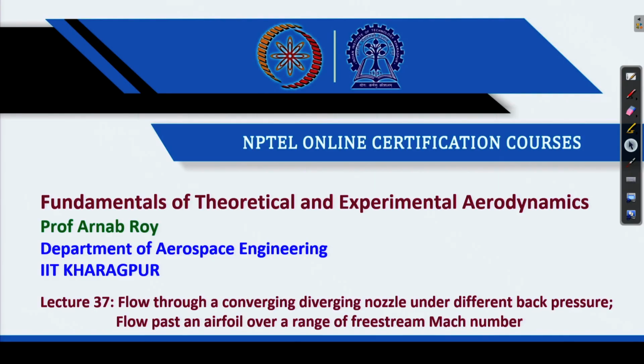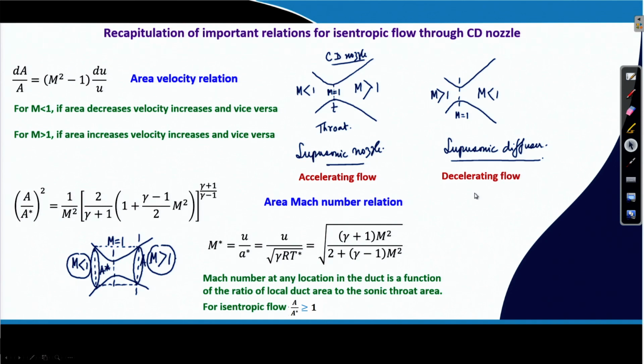In this lecture, we will complete our discussion on flow through a converging diverging nozzle, and we will further discuss flow past an airfoil over a range of free stream Mach numbers. We will do a quick recapitulation of some important relations for isentropic flow through CD nozzles.